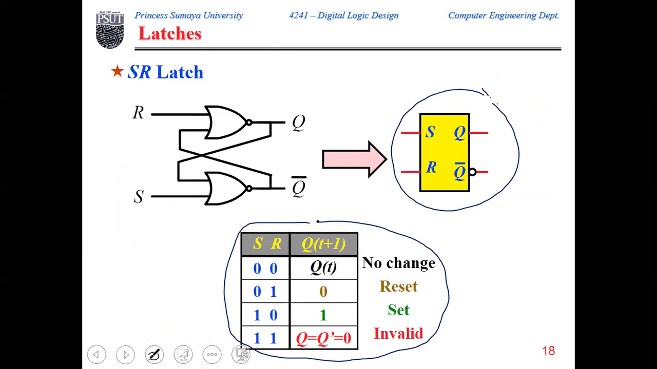So basically 0, 0 on S and R implies that the new value that will be stored is basically the old value, which is no change or hold operation. 0, 1 implies reset. 1, 0 implies set. And we said 1, 1 is not a valid input, not an allowed input, so we should avoid it whenever we use the SR latch. So this was what we discussed last time.